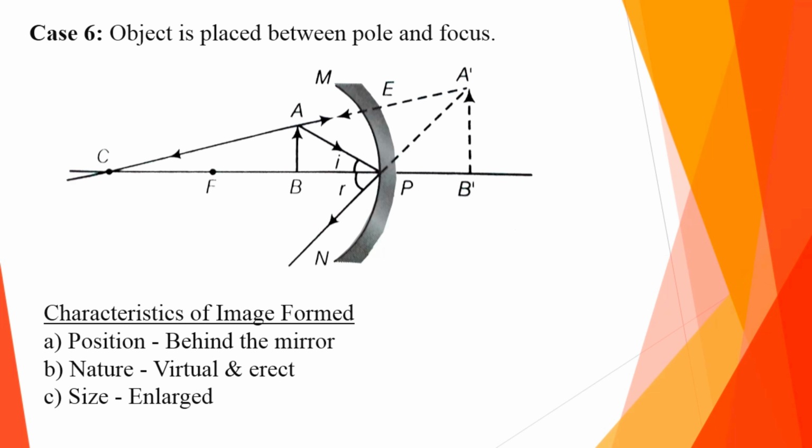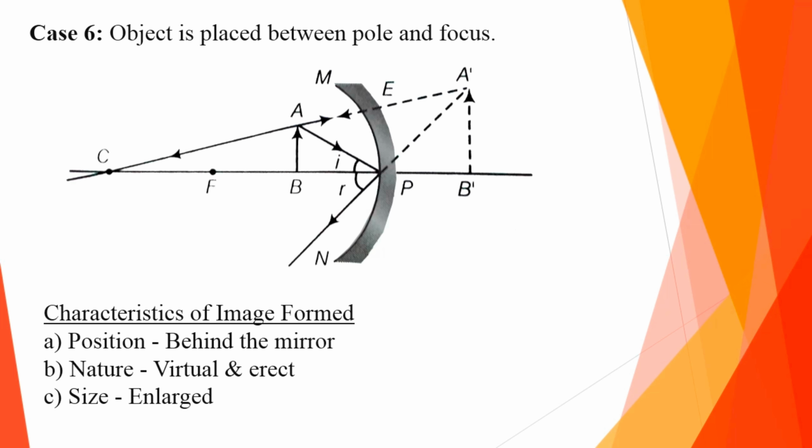Another rule is the third rule, that is, when a ray of light hits the pole, it follows the laws of reflection: the angle of incidence is equal to the angle of reflection. So what happens here?